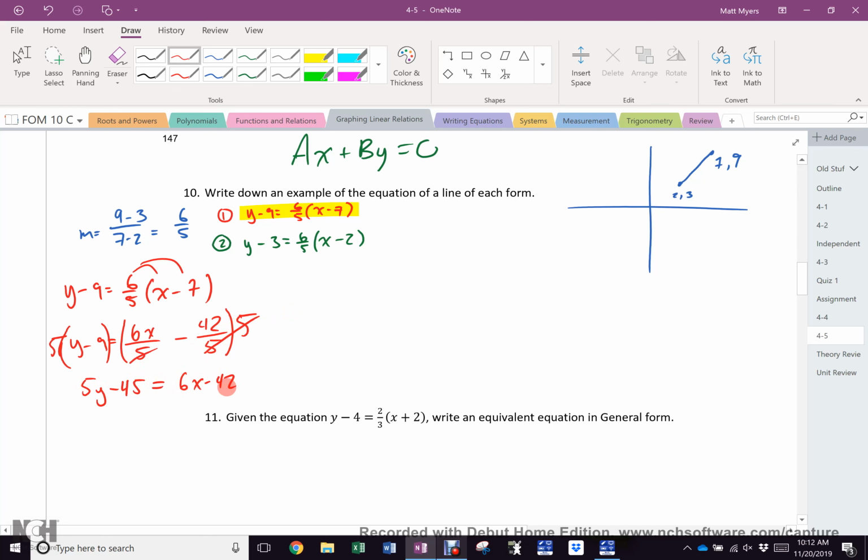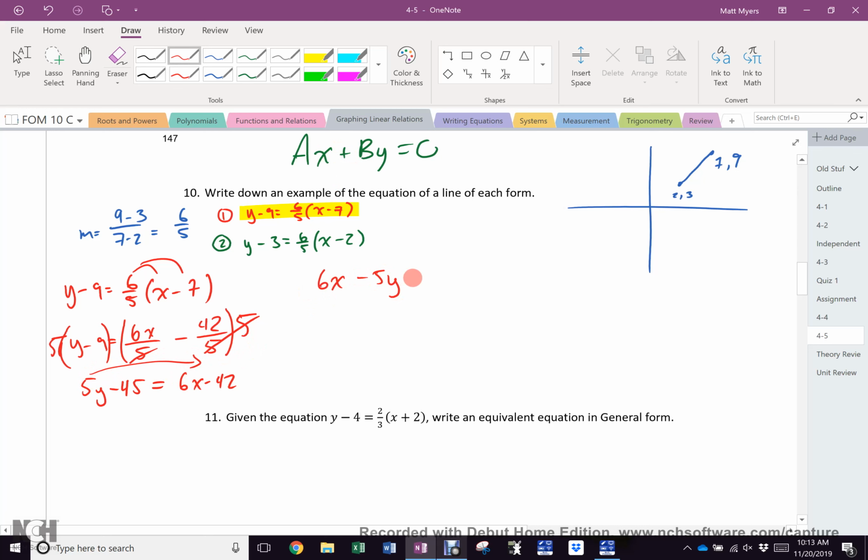6x minus 42. Which of those numbers cannot move right now? Nope. Nope. 6x cannot move because A has to be what? Positive. So 6x isn't moving. What else is? What's moving? 6x can't move. So y's moving because all the x and y's have to be together, right? So where's that 5 going? To be with the 6. So what's it going to become?